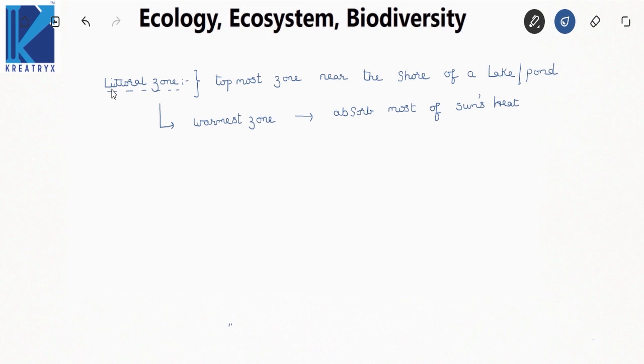Now this zone is rich in biodiversity. What is biodiversity? You can observe a wide variety of flora and fauna. That is nothing but biodiversity. Rich in biodiversity.